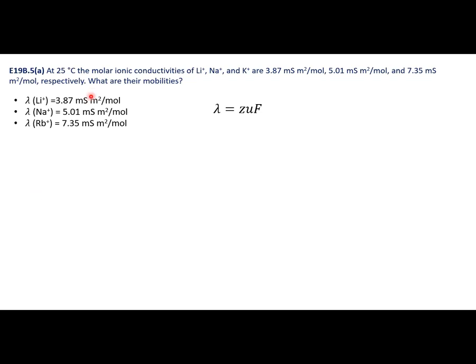Next question. At 25 degrees Celsius, the molar ionic conductivity of lithium plus, Na plus, and K plus are given here in terms of millisiemens meter square per mole, respectively. So we need to find what are their mobilities. One equation that we know is that the molar ionic conductivity is related to the mobility. In this case, we are given the ionic conductivities. We just need to find the mobilities.